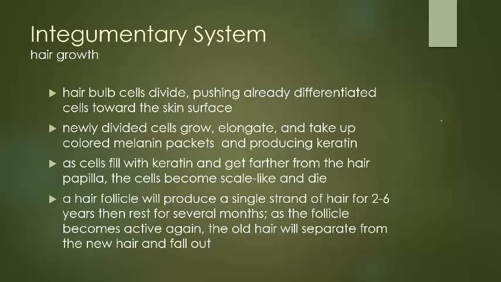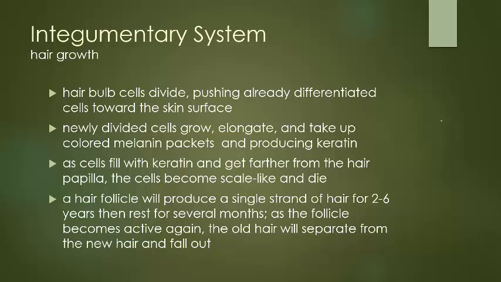So the hair cells, just like in the stratum corneum, they fill with keratin the further they get from the dermal papilla in the hair follicle. And so the cells become scale-like, they become very flattened, and they die.